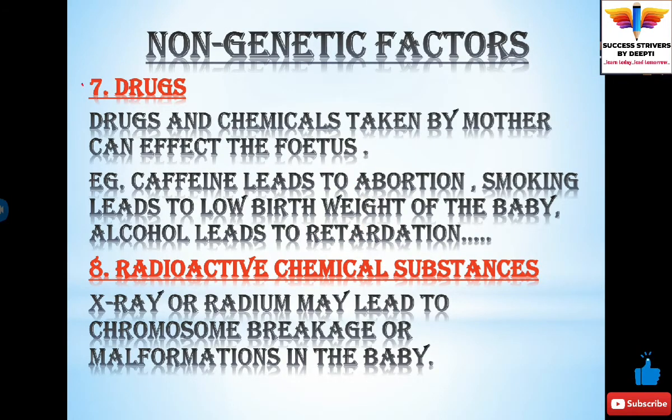Coming to the seventh non-genetic factor, which is a part of the environment itself, drugs. So drugs and chemicals taken by the mother can affect the child or the fetus. So basically we are talking about the drugs. Drugs किसी भी form में हो सकते हैं, be it the caffeine or it can be smoking, that is the cigarette. Okay, और इसके अलावा alcohol is the most common drug that most of the people are taking nowadays. Alcohol तो एक trending drug बन चुका है. In fact, smoking has become a very trending drug.